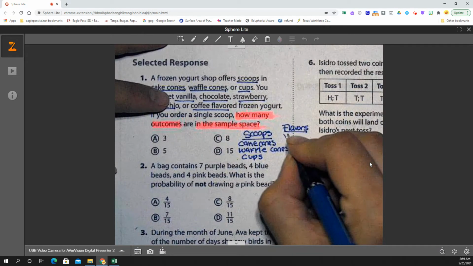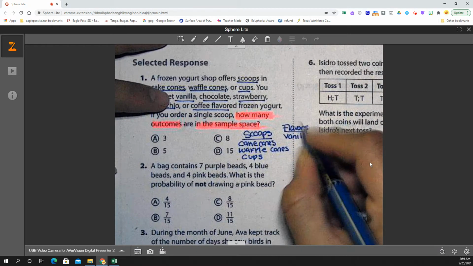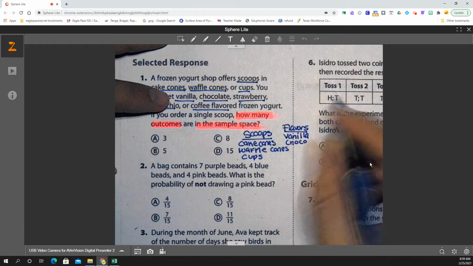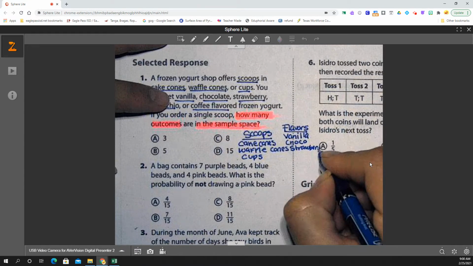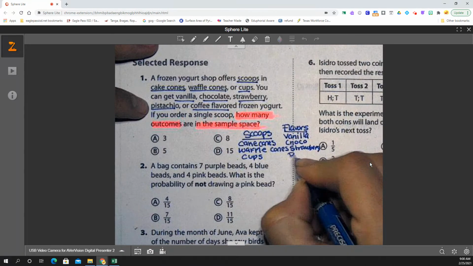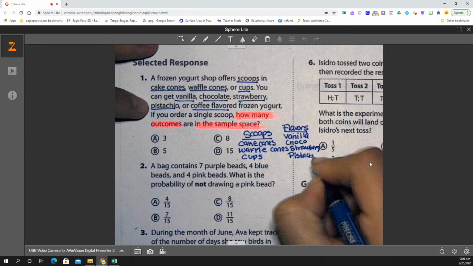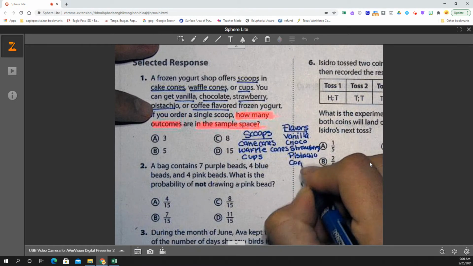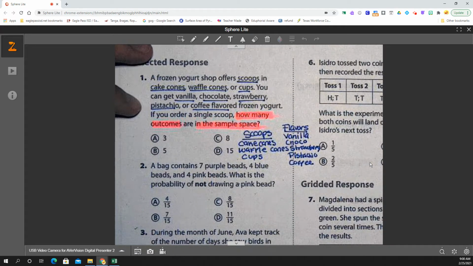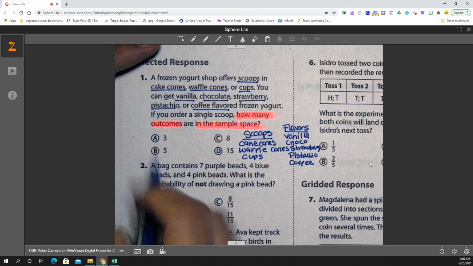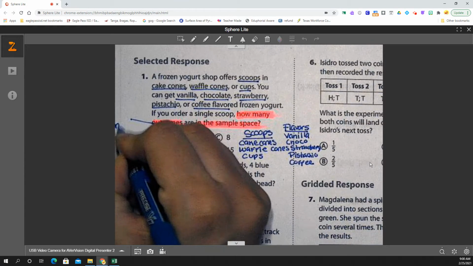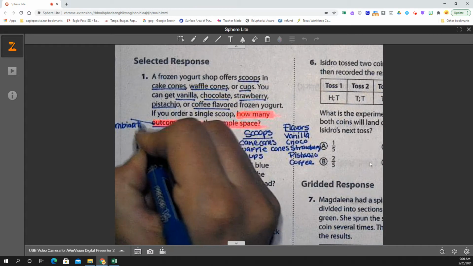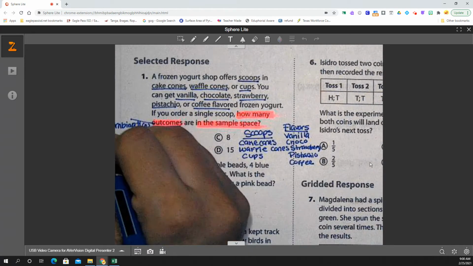We have vanilla, chocolate, strawberry, pistachio, and coffee. So if we look at this, when you want to know the outcomes without having to do the tree, you want to know how many combinations, because that's what they're asking you for, like how many different options.